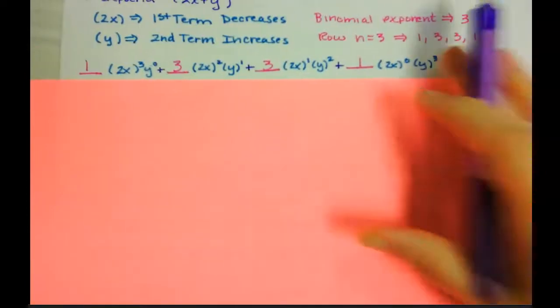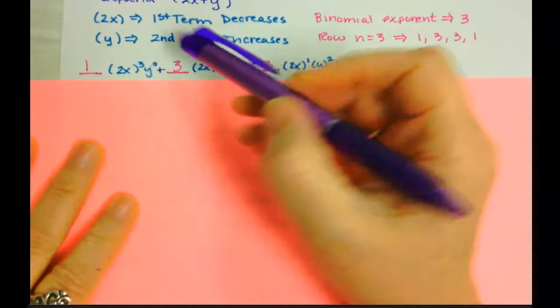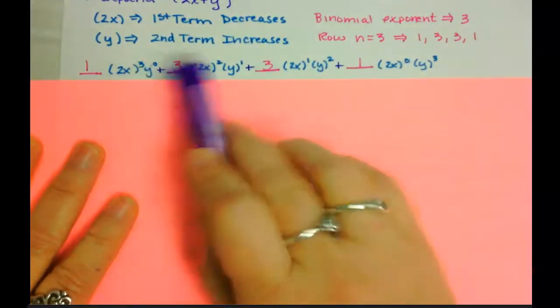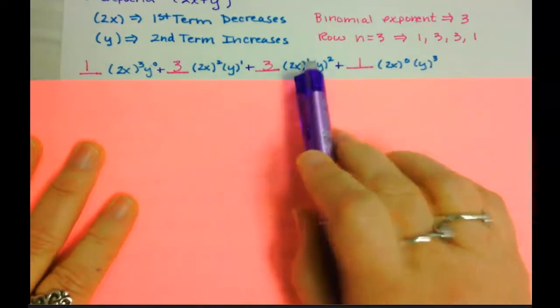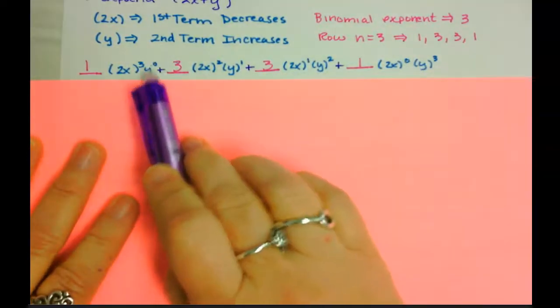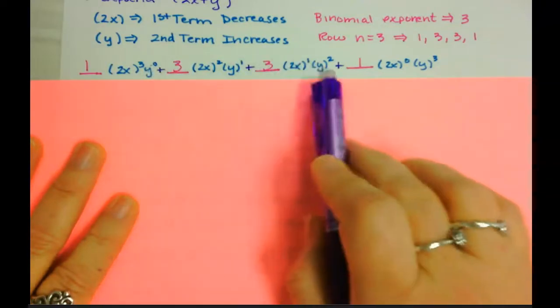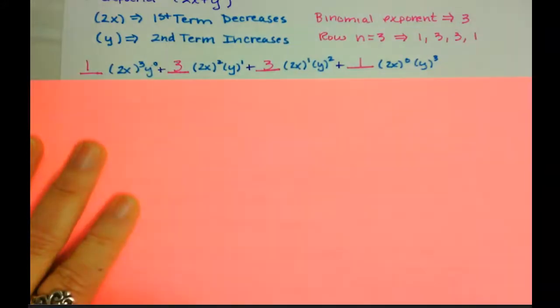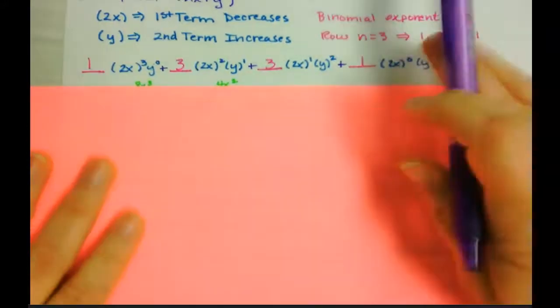The first thing we're going to do is get everything written down, and then we'll clean it up. I have the first term, which is 2x. So I have 2x to the third, 2x to the second, 2x to the first, 2x to the 0. And then I'm going up: y to the 0, y to the 1, y to the 2, y to the 3. Then I'm going to complete and look at these terms together.